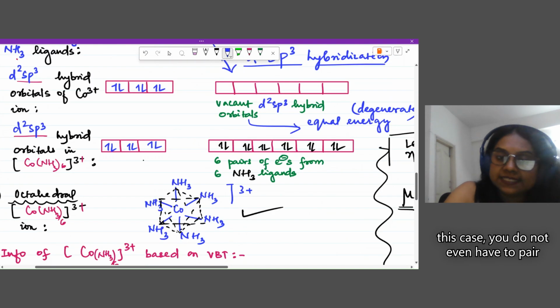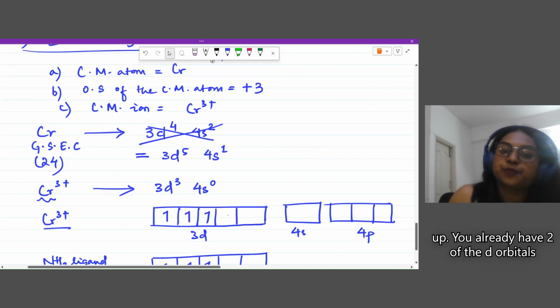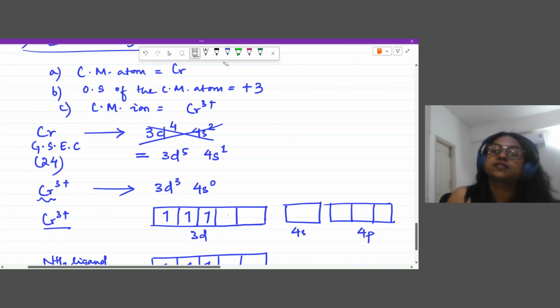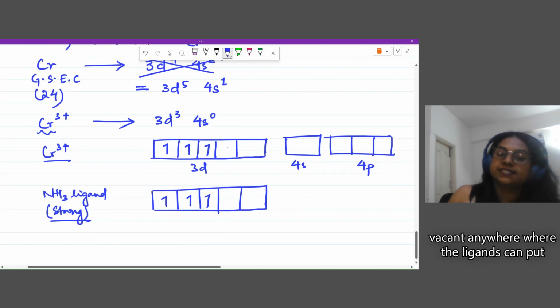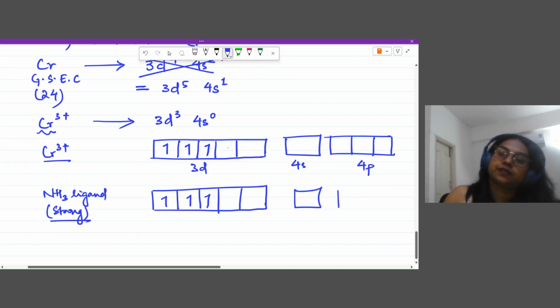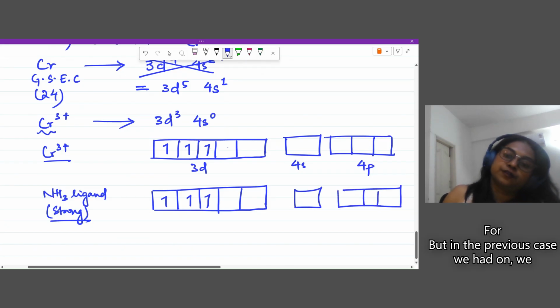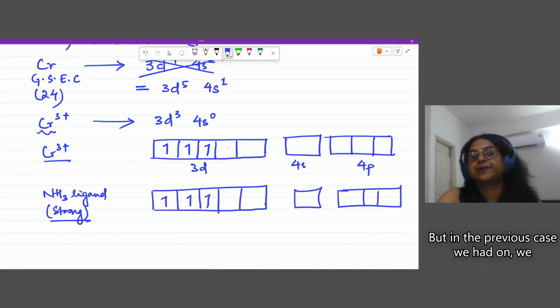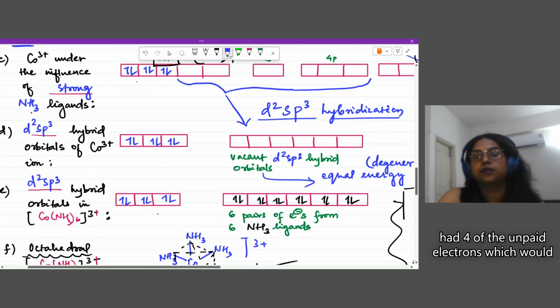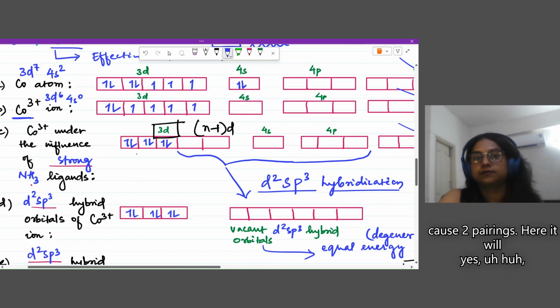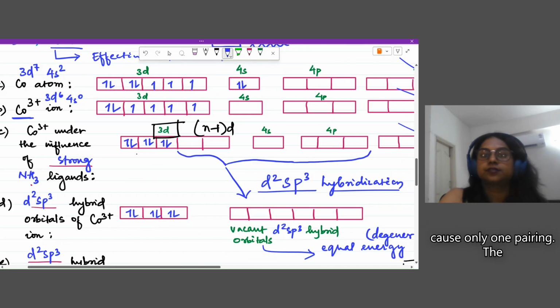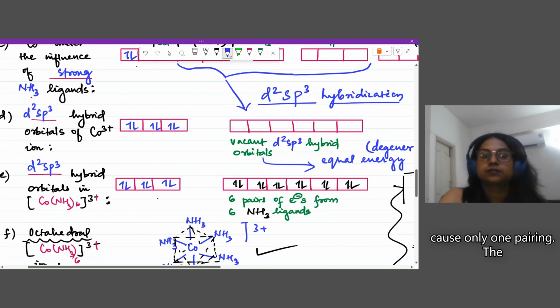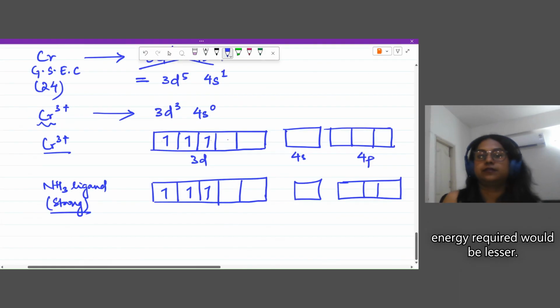But in this case, you do not even have to pair up. You already have two of the d orbitals vacant anyway where the ligands can put up, right? For the previous case, we had four unpaired electrons, which would cause two pairings. Here it will cause only one pairing, so the energy required would be lesser.